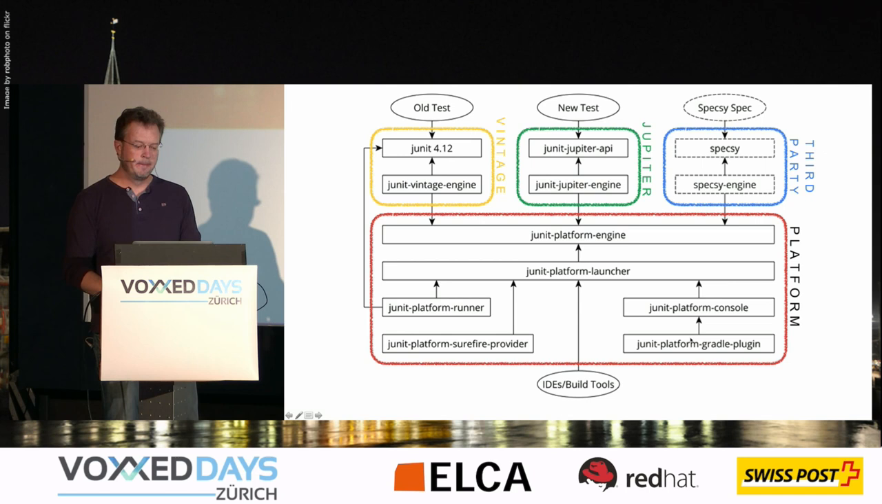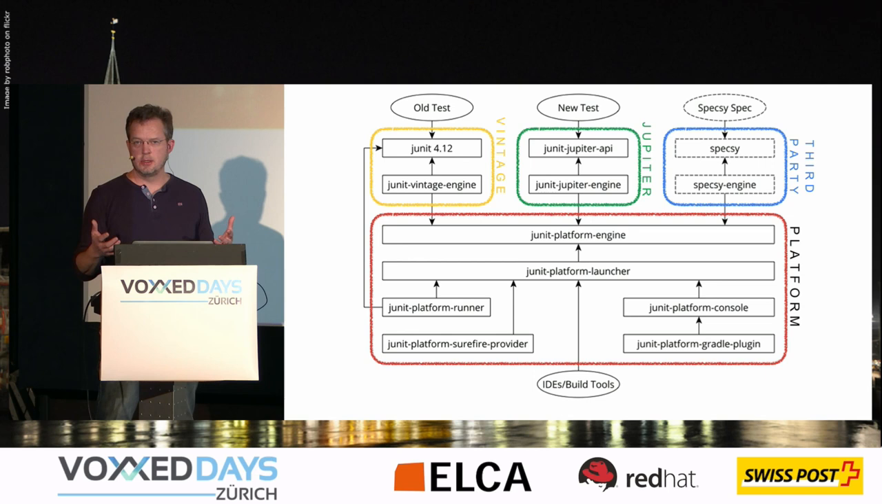And then you see at the top part, so for Jupiter, even the API and the implementation are separated. So the API is what you program against as a developer. It has the annotations in it that you need and the extensions. But the actual implementation of how things are run is implemented in an engine. And that makes it possible to support stuff like JUnit 4 quite easily. So the JUnit 4 jar stays the same. You keep programming against that. And then we have this JUnit Vintage engine here within this yellow box that knows how to discover those tests and run them. So that's the big picture.